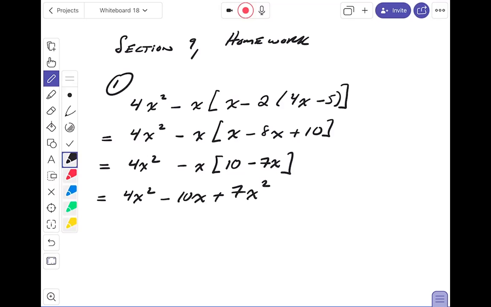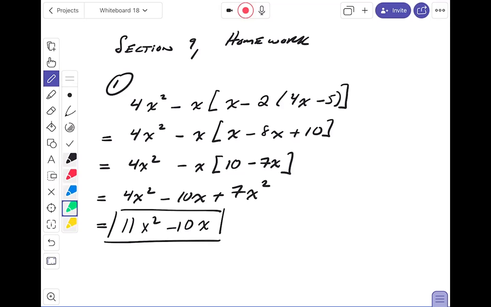Now what am I going to do? I'm going to combine like terms. Well, 4x squared and 7x squared is 11x squared, minus 10x. There's not much I can do about that. They're not like terms. That would be my answer. What are we recommending you do? Look at the answer key to make sure that you can agree with that. And I see that in the answer key, and I'm agreeing with it.